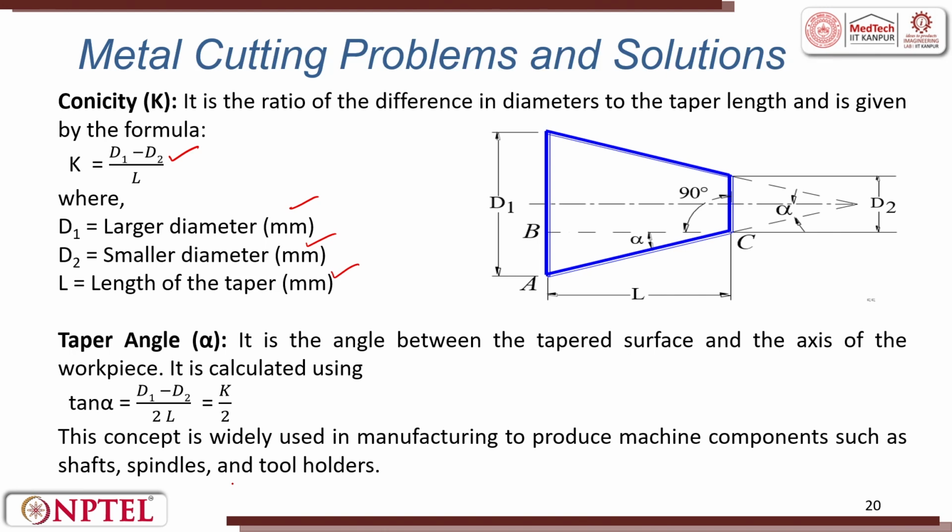We can also calculate the taper angle, that is tan alpha is equal to D1 minus D2 by 2L. If you see this triangle here, we can develop a triangle here. From using this triangular relationship, tan alpha is D1 minus D2 by 2L, that is conicity by 2. This concept is widely used in manufacturing to produce machine components such as shafts, spindles, tool holders, etc.